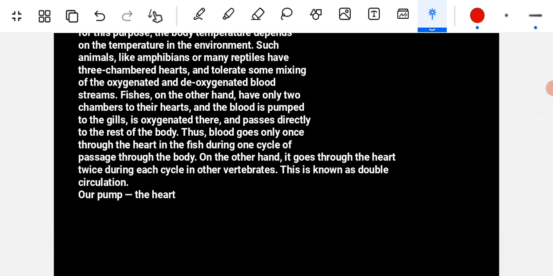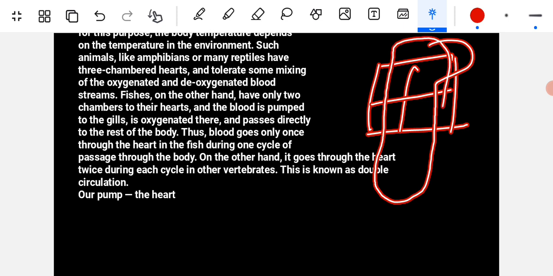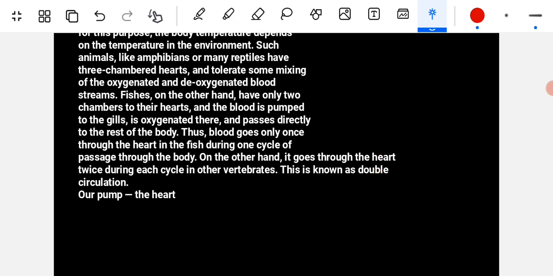Why? Because for example, if you take the mammals, there are 4 chambers of the heart. The blood is coming into the heart and going out to all over the body, and again coming in, in one cycle. It is coming 2 times into the heart. So for that purpose, we call this double circulation.